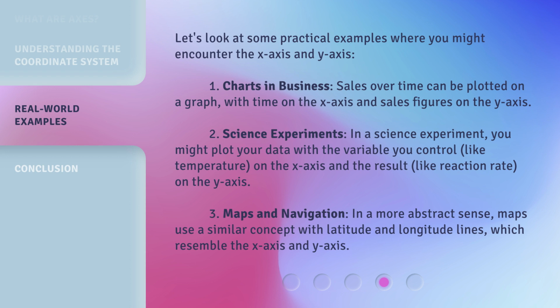2. Science experiments. In a science experiment, you might plot your data with the variable you control, like temperature, on the x-axis and the result, like reaction rate, on the y-axis. 3. Maps and navigation. In a more abstract sense, maps use a similar concept with latitude and longitude lines, which resemble the x-axis and y-axis.